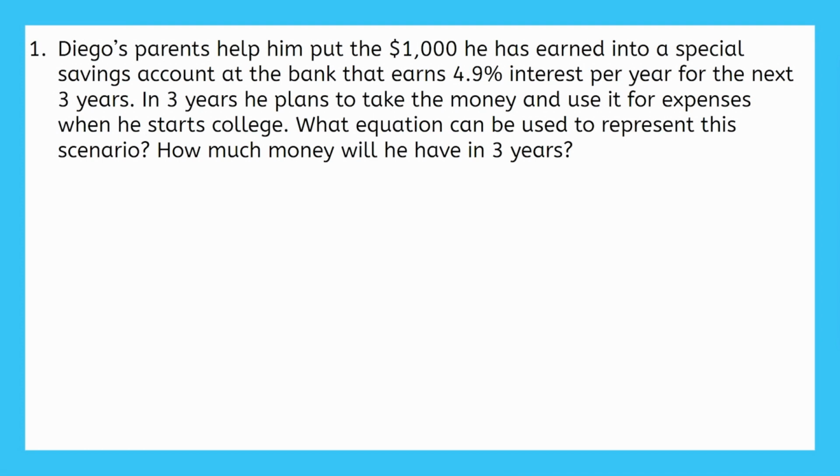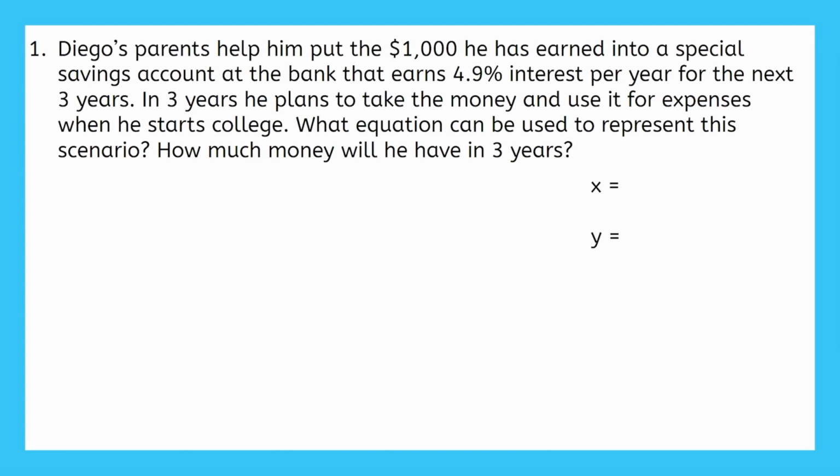So we're asked to create an equation and then use it to figure out how much money he'll have in 3 years. Even though we aren't told to state what the variables represent, it's always a good idea to start with that so we can interpret our answer correctly. So what are the unknowns? Which one is independent and which one is dependent?